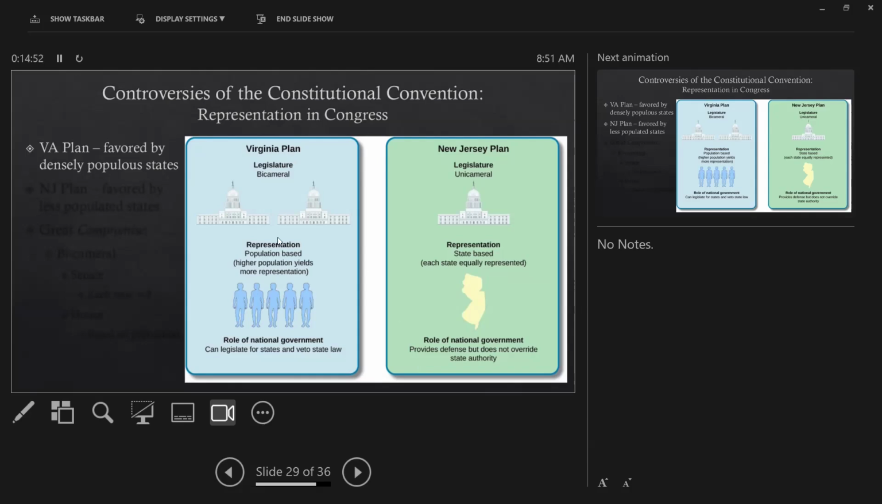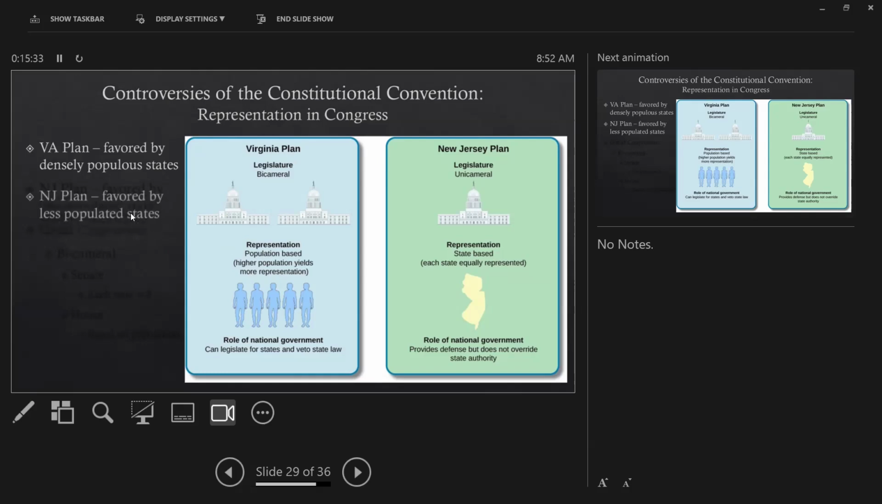So they proposed that representation be based on population. They also proposed that we divide the legislative branch into two chambers, into a Senate and a House of Representatives. They would have referred to the Senate as the upper house, and the House of Representatives as the lower house. So that was the idea that James Madison brought, and it was favored by other states that had high population. Higher population yields more representation, which means more power in the national government.